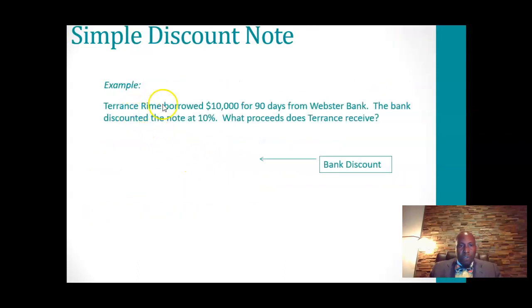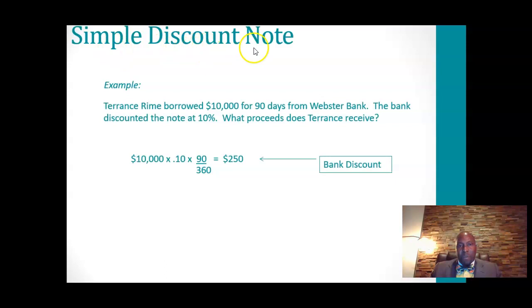Terrence Ryan borrowed $10,000 for 90 days from Webster Bank. The bank discounted the note at 10%. What proceeds does Terrence receive? So first, interest equals principal times rate times time. And we're using 360, so we're using the ordinary interest method. So the interest on this note would be $250. That's known as the bank discount.